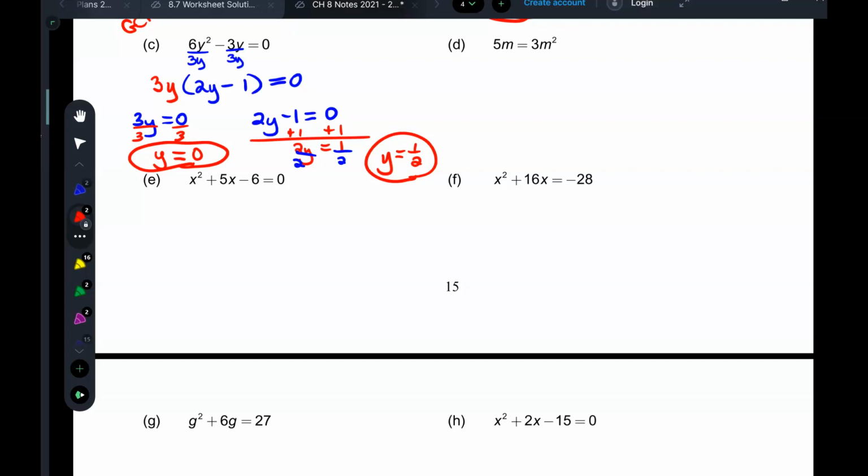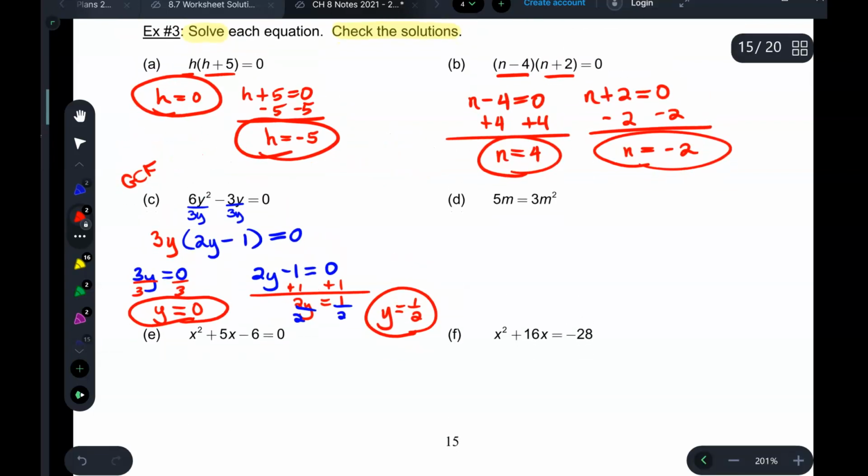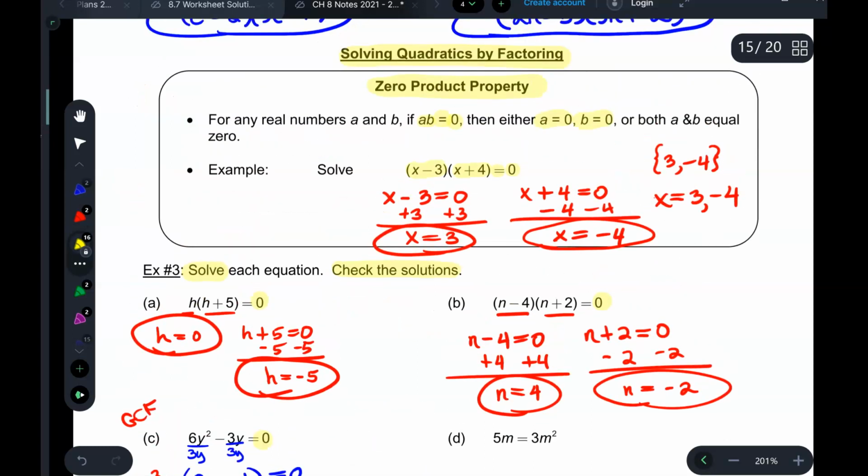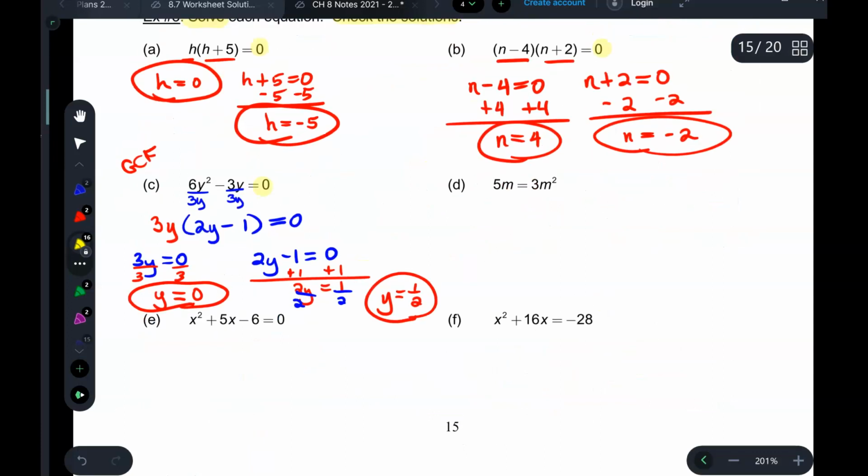Okay, how about D? What have all these been equal to? 0. Why? They're all equal to 0 because it's called the zero product property. We have to make sure it's equal to 0. So what are we going to do in this one? We're going to move everything to one side.